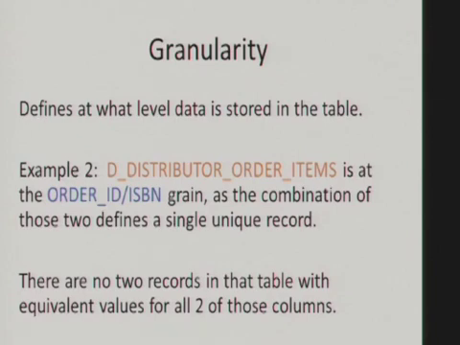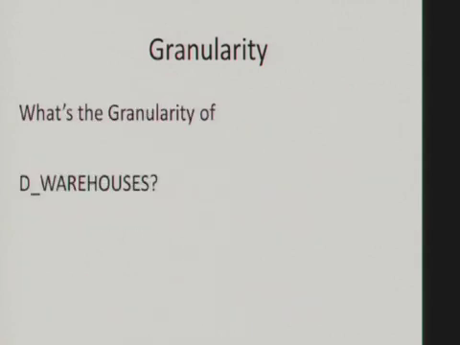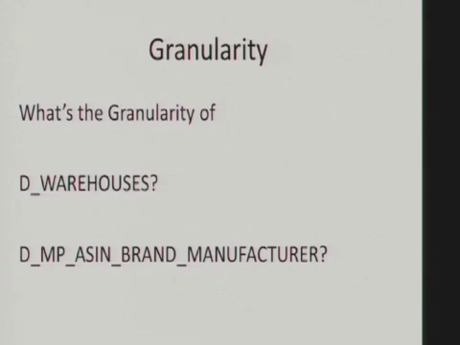Another example would be D-distributor order items, and the granularity there is the order ID ISBN grain. They call it ASIN ISBN in that table because it's such an old table. So there's no two records in that table that have the same order ID ISBN combination. If we think about other tables, D warehouses, the granularity would be warehouse ID. DMP ASIN brand manufacturer, it's another marketplace ID ASIN combination as the primary key.